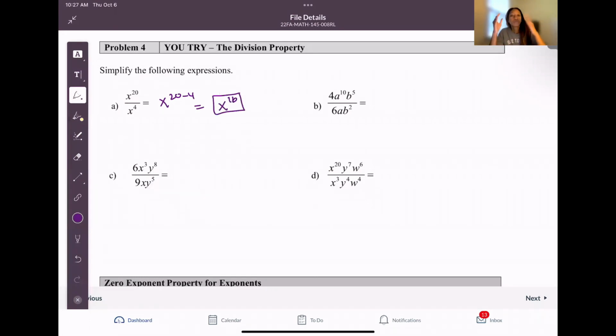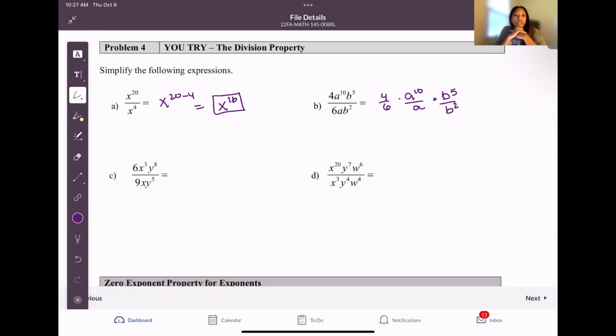For part B, when we have several different types of terms, like we have a terms and b terms and constants here, we can break this up just like we did in the last section of problems. So 4 over 6, we can simplify that. A to the 10th over a, we can simplify that. And then b to the 5th over b squared, we can simplify those separately. And then multiply our final answers together.